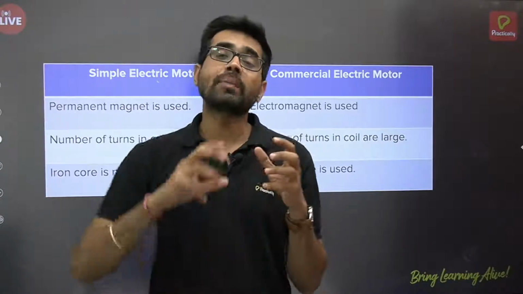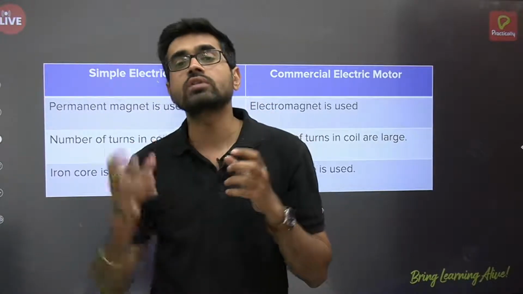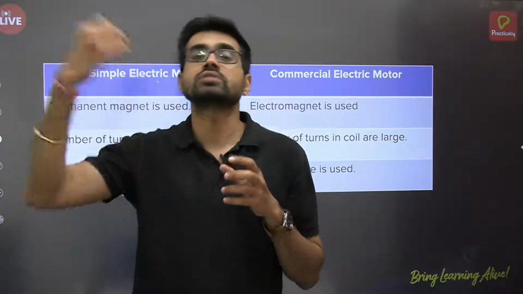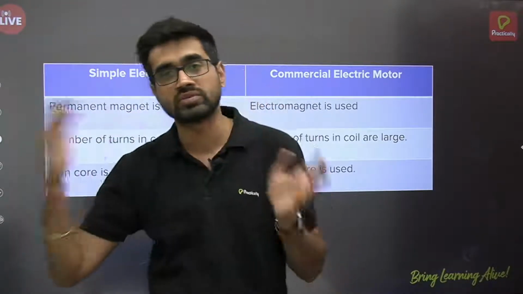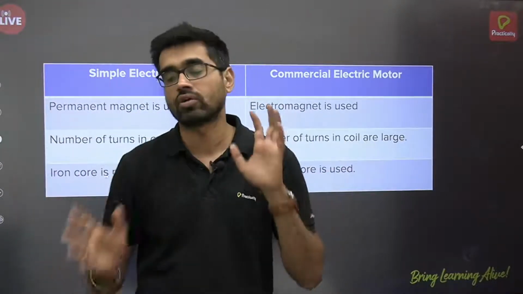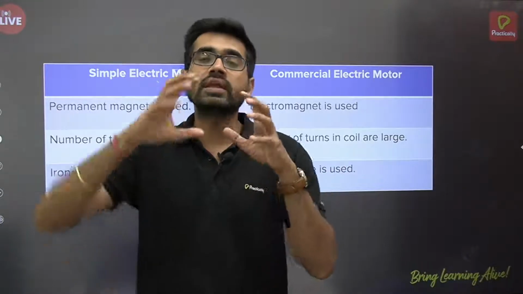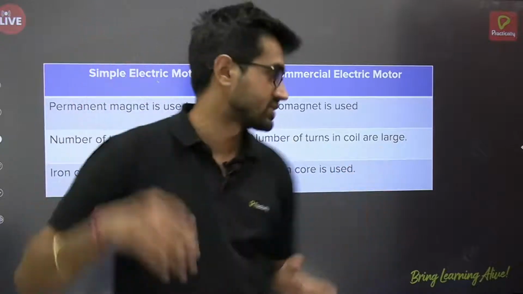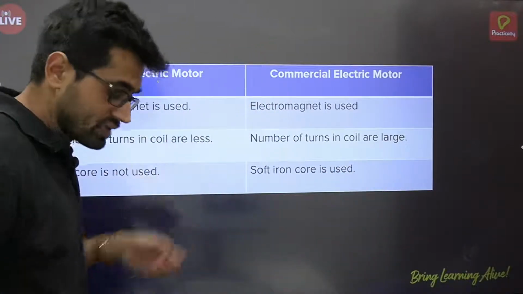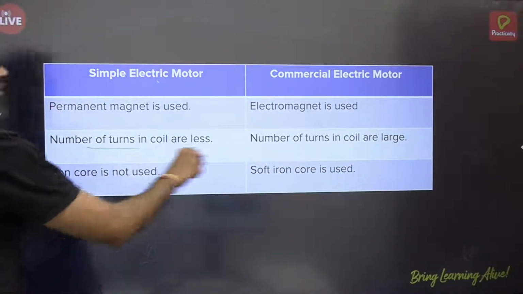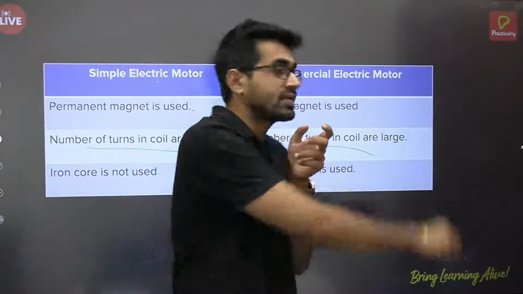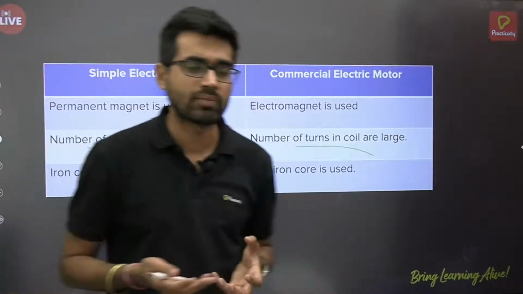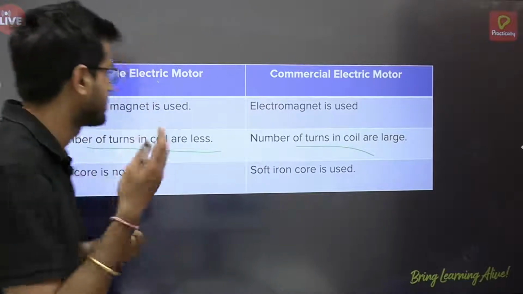Now this coil experiences a force because current is also passed in it. Of course they have to be separate, otherwise there are problems of the same current. But in the end these two magnetic fields interact, a force is created, and then the rotation happens the same way. Now if an electromagnet is used, the number of turns in the coil is less. In a commercial electric motor, the coil's turns are more because of the heavy strength and heavy motor requirement.